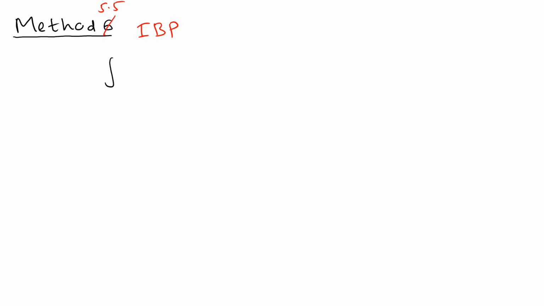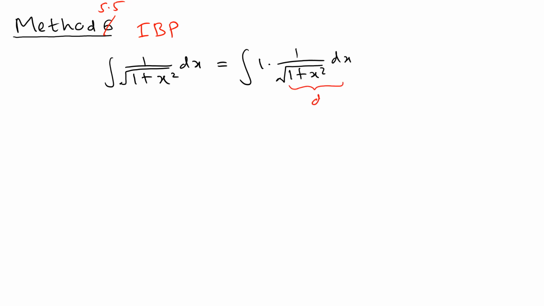So what we have is the integral of 1 over the square root of 1 plus x squared dx. What we can do, we're going to exaggerate, we're going to pull out 1 and then write 1 times 1 over the square root of 1 plus x squared dx, and then we're going to pick this part as dv and this part as u. We normally don't do that, but let's see what will happen if you do that. So u equals 1, dv equals 1 over the square root of 1 plus x squared dx.